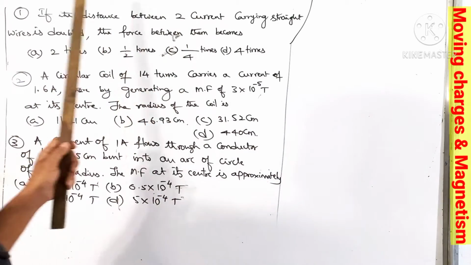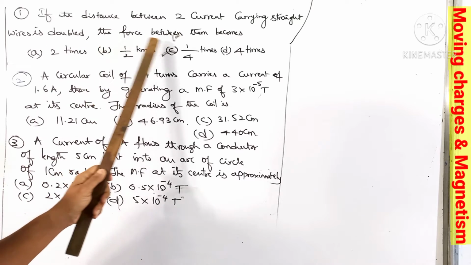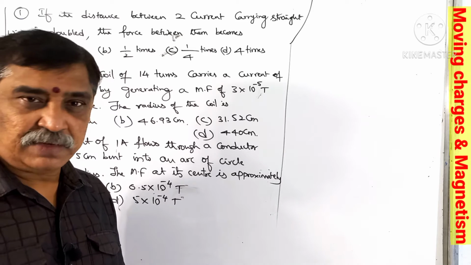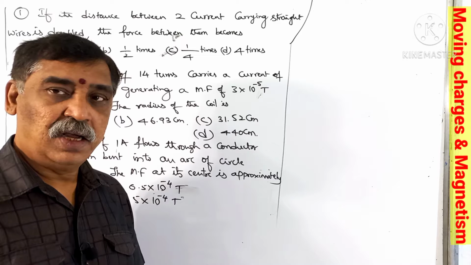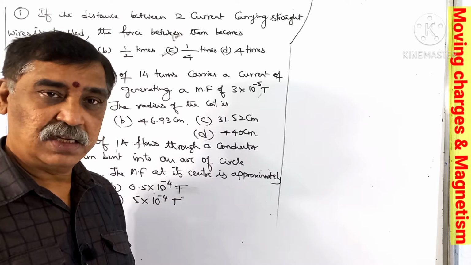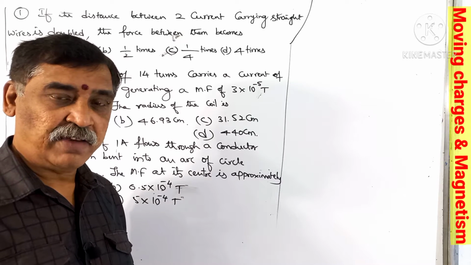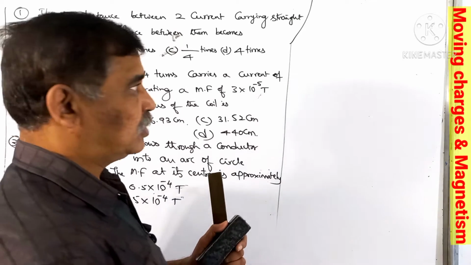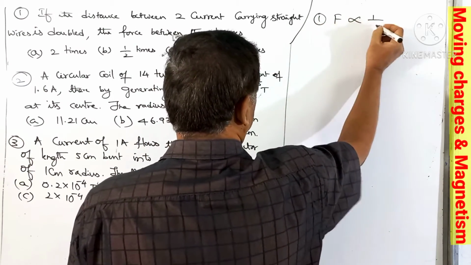The first question is: if the distance between two current carrying straight wires is doubled, the force between them becomes. Four options are given. You might have learned by this time the force between two straight parallel conductors of infinite length separated by distance d when placed in air. So F is equal to mu naught I1 I2 divided by 2 pi d. Even if they are of finite length, the force between two straight conductors is inversely proportional to distance.